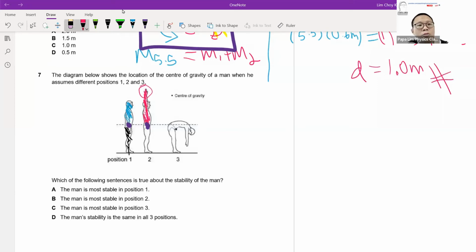As I mentioned, CG is whereby the mass of the object is balanced. So to balance, because he raised his hand, the CG automatically increased a bit. So you'll find that in position 2, because the hand is being raised, the CG is higher than position 1. From here, we can deduce that a high CG is a bad cause, because a high CG makes you more unstable.